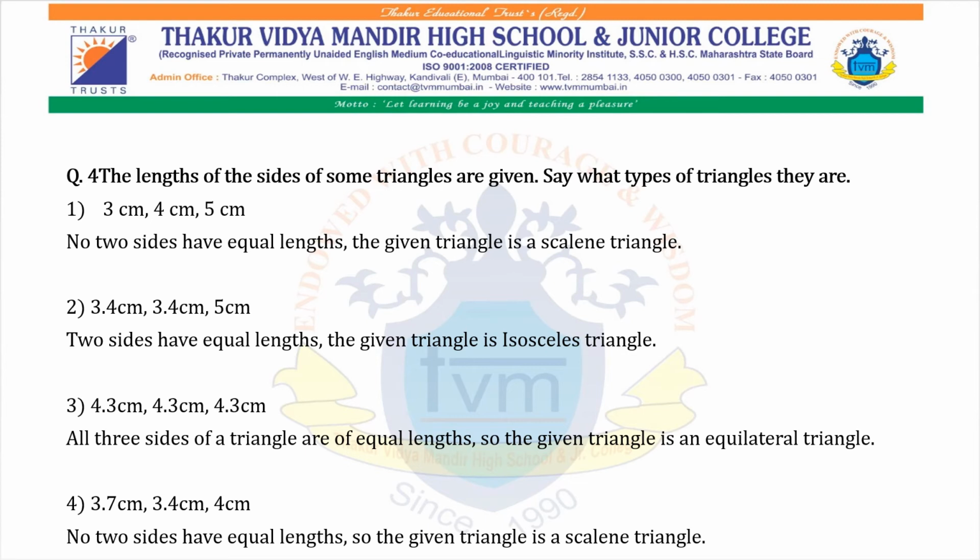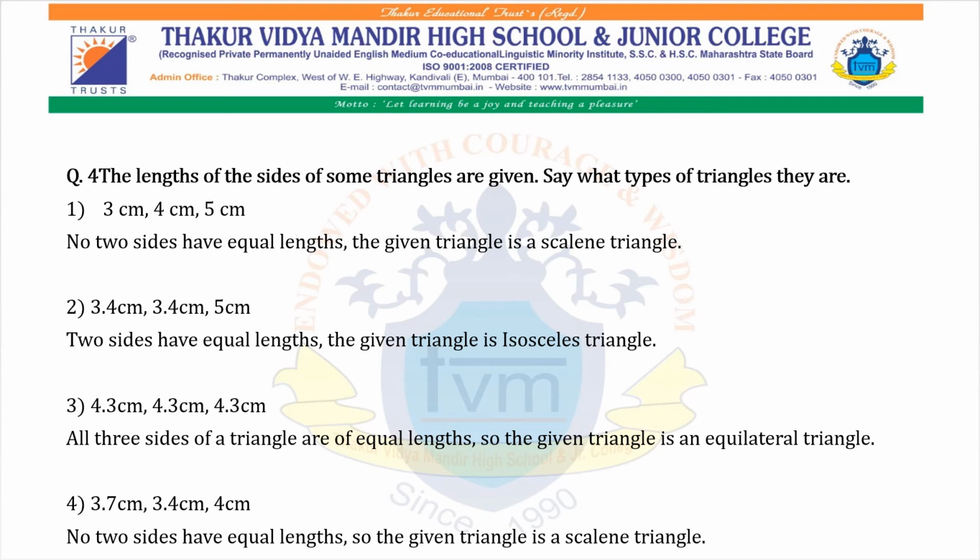Second, 3.4 centimeter, 3.4 centimeter and 5 centimeters. Now here you can see two sides have equal lengths. So when two sides are equal, that triangle is called an isosceles triangle. Third, 4.3 centimeter, 4.3 centimeter and 4.3 centimeter. Here all the three sides of a triangle are equal. So the given triangle is an equilateral triangle.